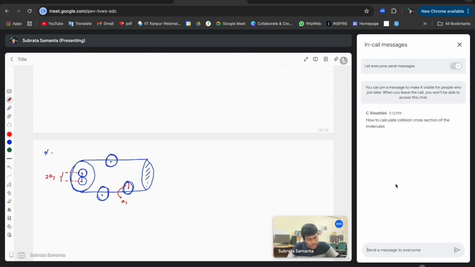So now the collision cross section of molecules, sigma. How to calculate it? We consider a scenario where two molecules just collide, and their intermolecular separation is now 2a, because each molecule has radius a1, so 2a1.